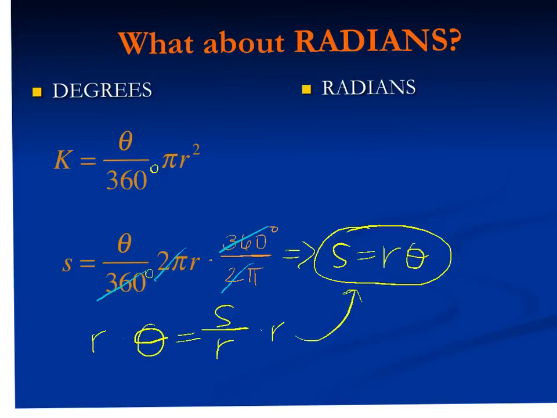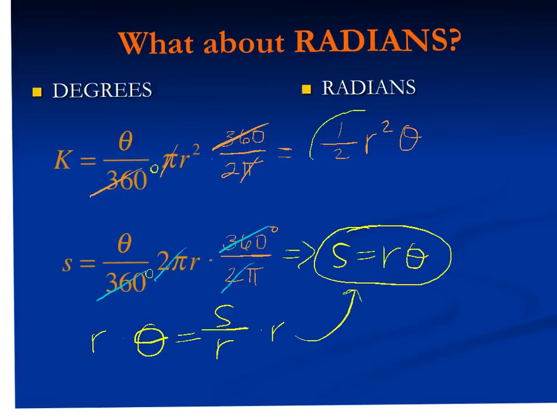So if we do the same strategy and multiply by 360 over 2 pi, our 360's cancel again. One of our pi's cancels. We still have a 2 on the bottom there. And if I clean this up a little bit, we get 1/2 r squared theta. So that's one of our formulas.